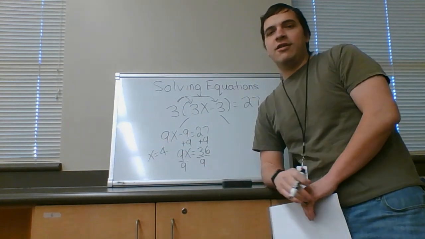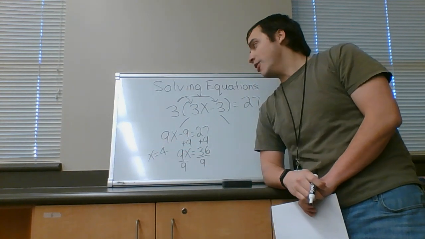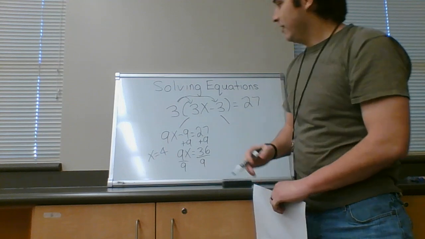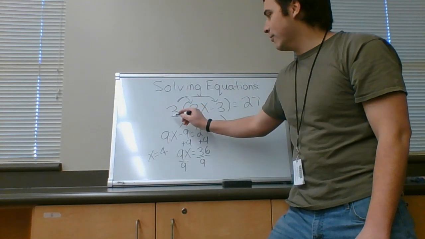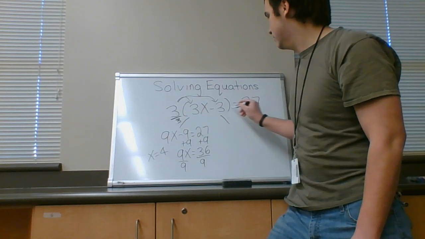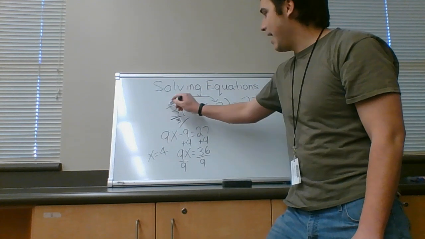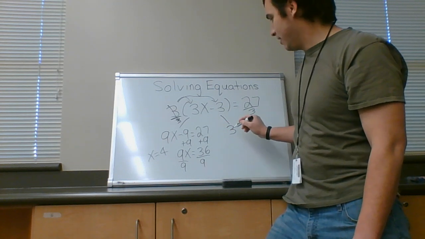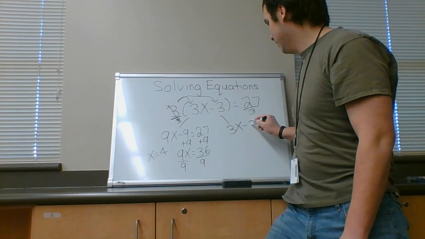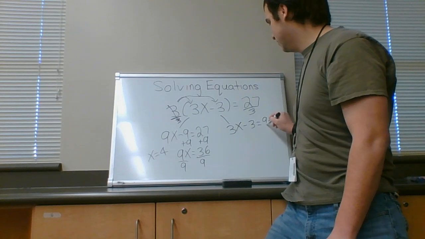Now, other students do not like to distribute first. Rather, they divide first. So to get rid of the parentheses, you can also get rid of the number in front. Divide both sides by 3. That will cancel over there. You're left with the stuff inside the parentheses. 3x minus 3 equals 9.